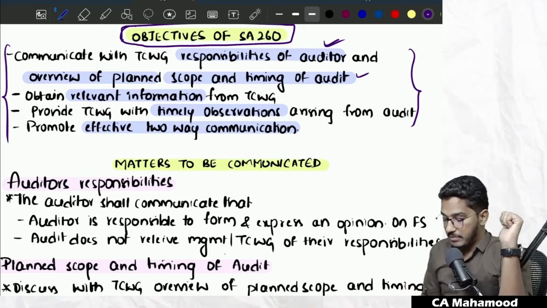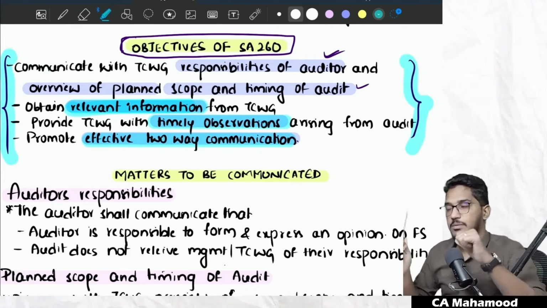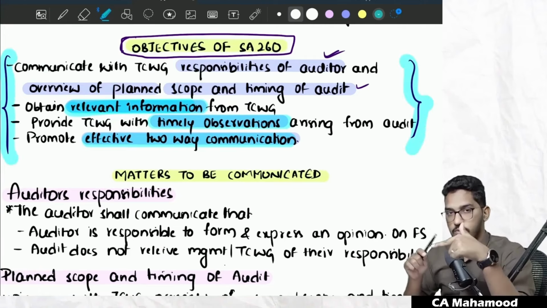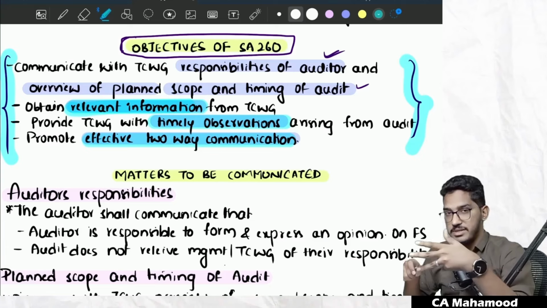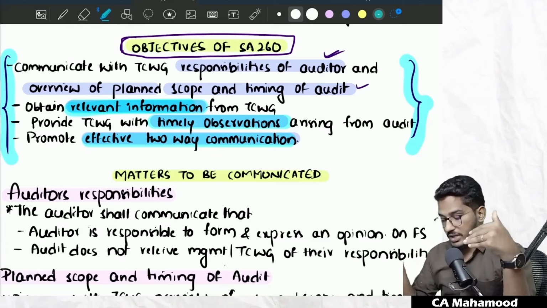And as an auditor, you should always move ahead to promote an effective two-way communication. As an auditor, you have to take that first step to promote effective communication between the management and those charged with governance. So if they ask what are the objectives of the auditor as per SA 260, these 4 points you are required to write: communication of the responsibilities of the auditor and also the overall planned scope and timing of the audit; obtaining relevant information from those charged with governance; communicating observations on a timely basis; and promoting effective two-way communication.